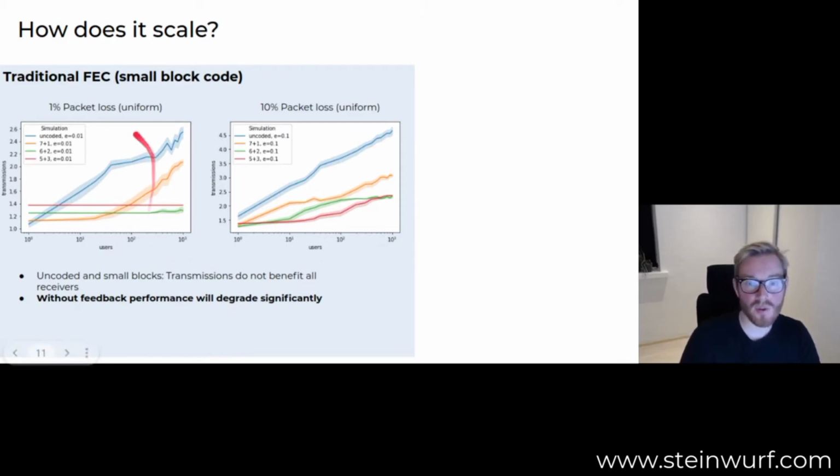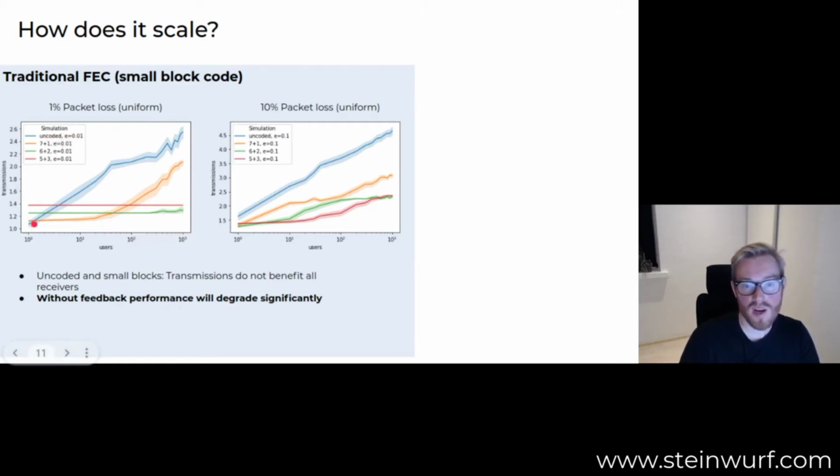So we have 2 cases here. This is for 1% packet loss on the network, and the case over here is for 10% packet loss on the network. On the x-axis we have an increasing number of users or receivers, and on the y-axis we have the average number of transmissions per packet in order to get it successfully delivered. And if we look first at the 1% network loss case, then we have our uncoded solution.